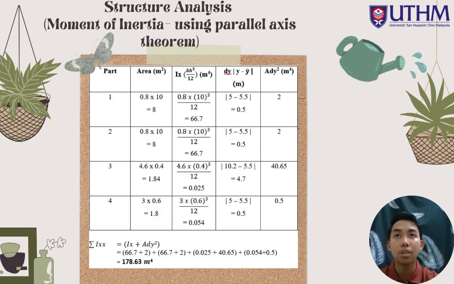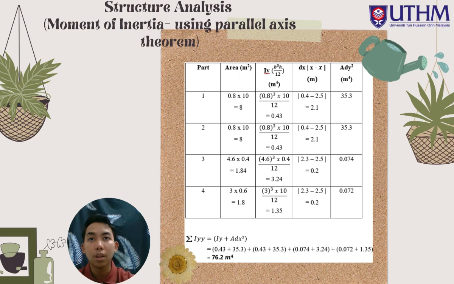To find the moment of inertia using the parallel axis theorem, we have to sum up the values that we have calculated, and after summing the values, we can identify the total moment of inertia. For the x-axis, it is 178.63 meters squared. Next, we have to find the total moment of inertia at the y-axis. Same as the x-axis, we sum up the values that we have calculated, and we get 76.2 meters squared.